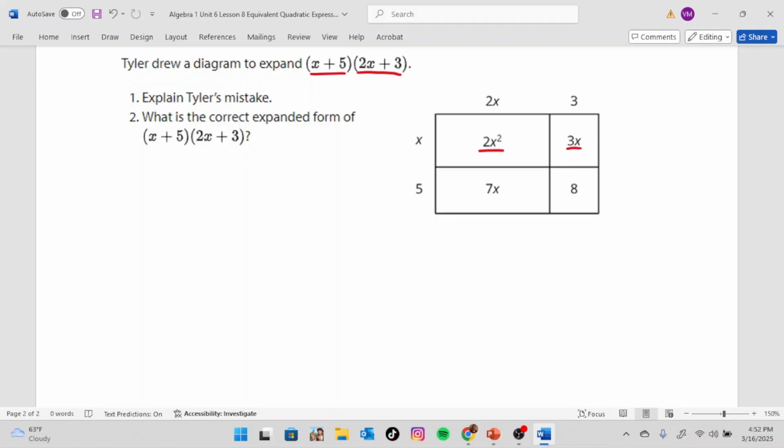2x times 5 should be 10x. So this is wrong. It should say 10x. And 3 times 5 should be 15. So this is wrong. So Tyler's mistake was that 2x times 5 should equal 10x, and 3 times 5 should equal 15.